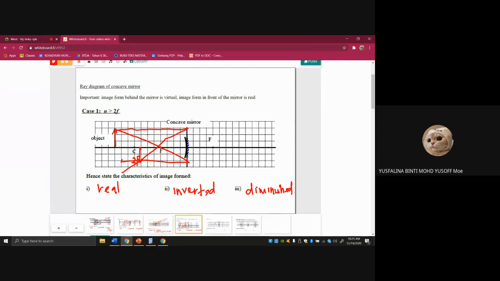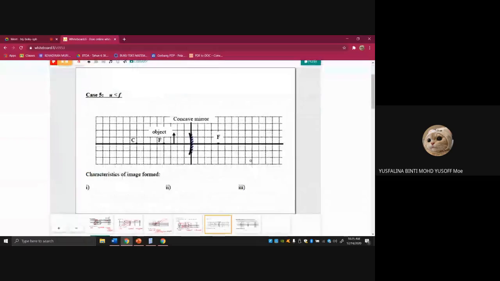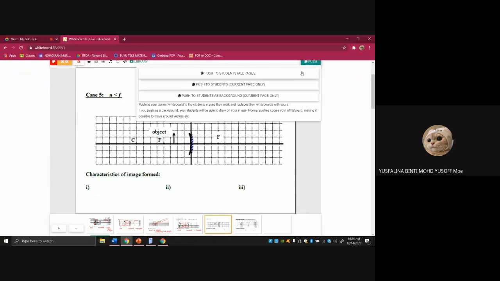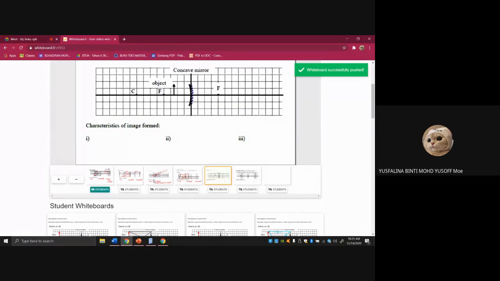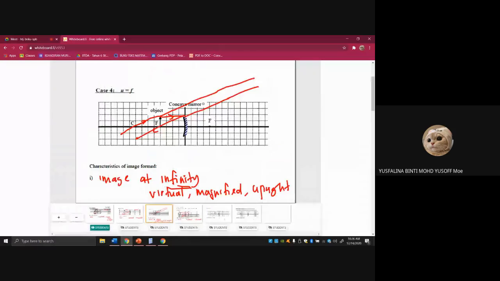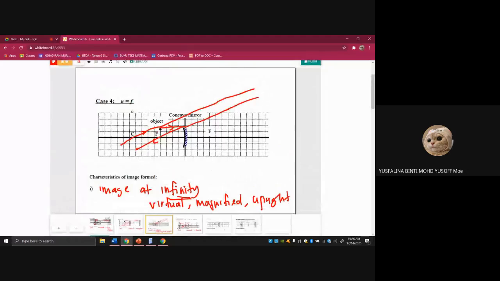So this is when the object is bigger than 2F. And then we see the next one, when U is smaller than F, which means before F. So this one you have to draw. Wait, I push the background first. For this one it is the same as this one: U equals F and U before F, the object is before F or at F. So we have to draw like this.